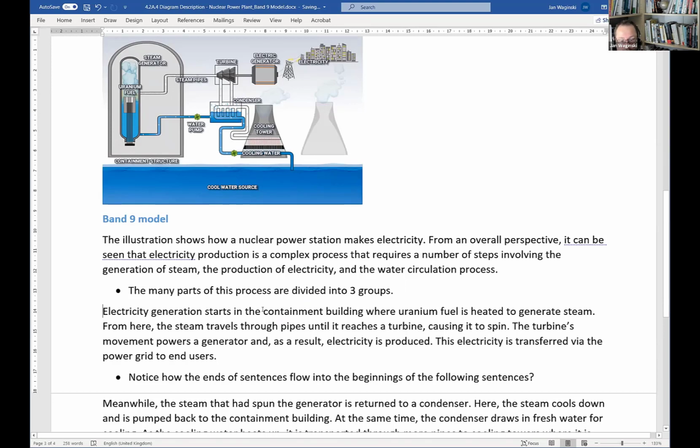Electricity generation starts in the containment building, where uranium fuel is heated to generate steam. From here, the steam travels through pipes until it reaches a turbine, causing it to spin. The turbine's movement powers a generator, and as a result, electricity is produced. This electricity is transferred via the power grid to end users.